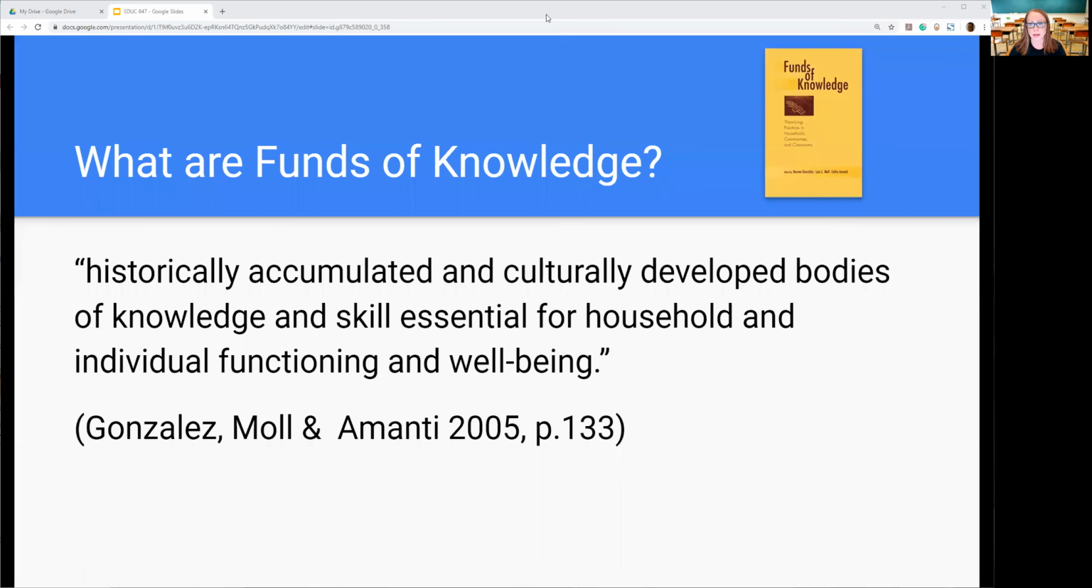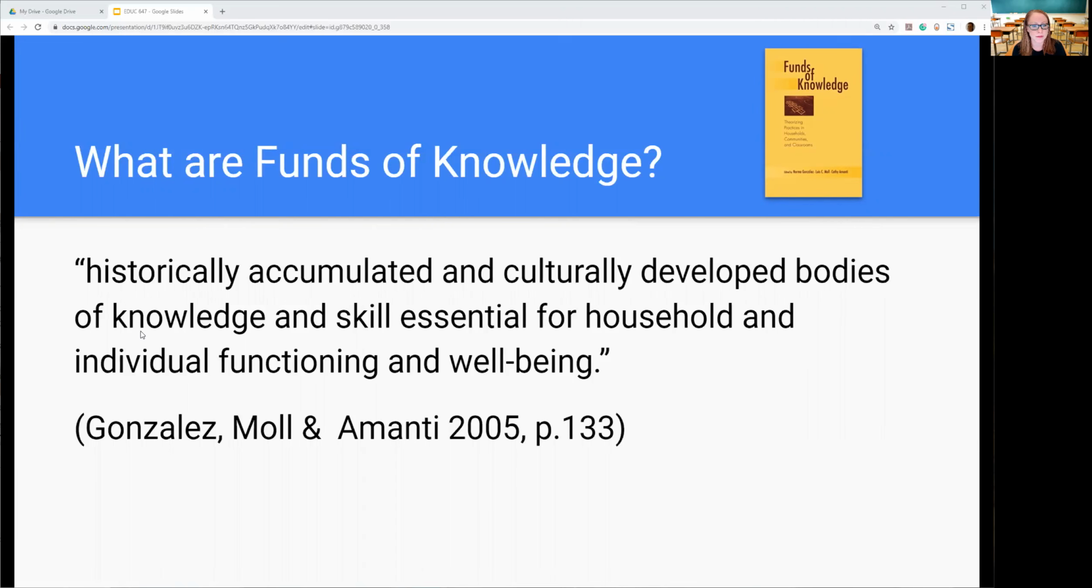So first off, what is it? Funds of knowledge is defined as historically accumulated and culturally developed bodies of knowledge and skills essential for household and individual functioning and well-being. And that's from the original text of Gonzalez, Moll, and Amanti, who wrote on funds of knowledge, where they took basically a group of teachers and trained them as anthropologists. They took them out into the community and they studied families in their school community and looked at their behaviors, their skills, their daily lives, and looked at all the things that children are gaining from those daily lives, from their parents and their communities and their environment. And they identified those skills and they called them funds of knowledge.